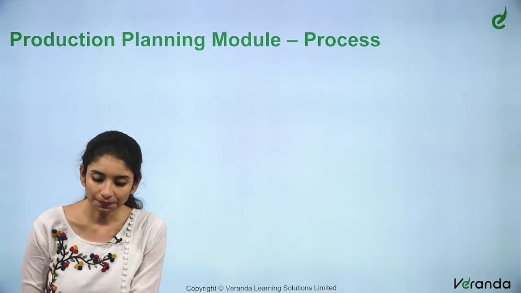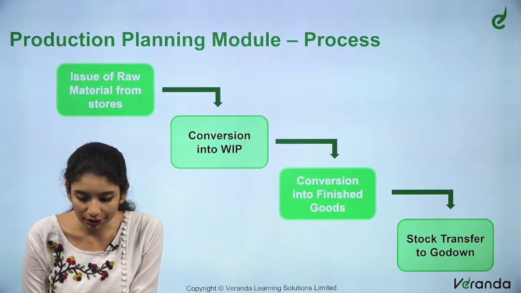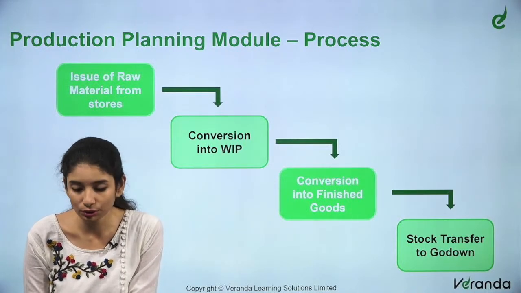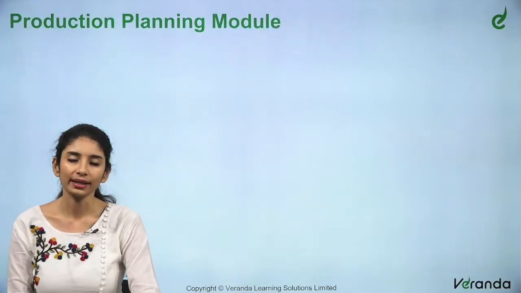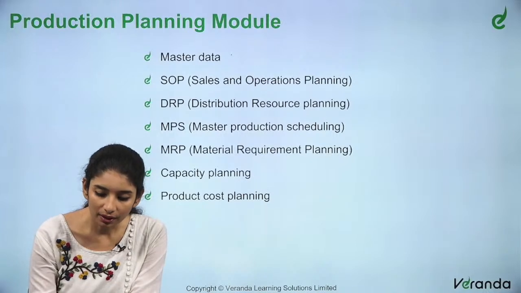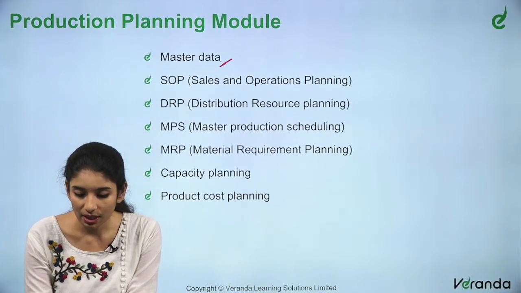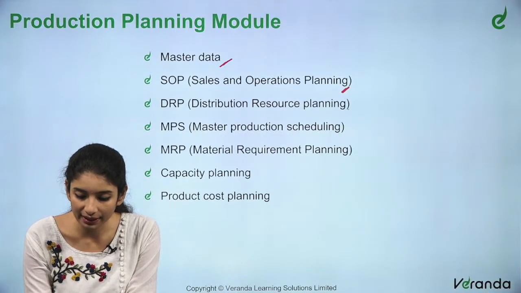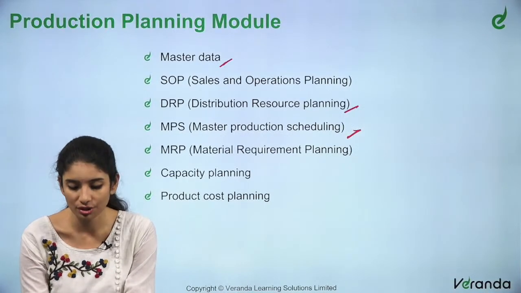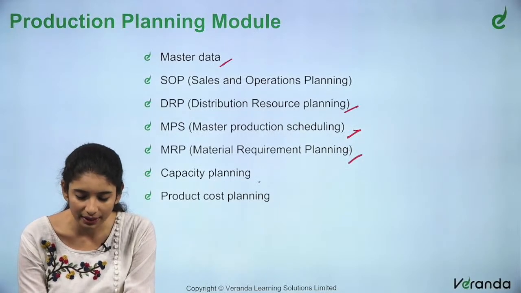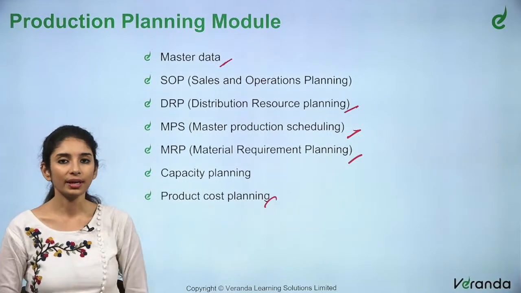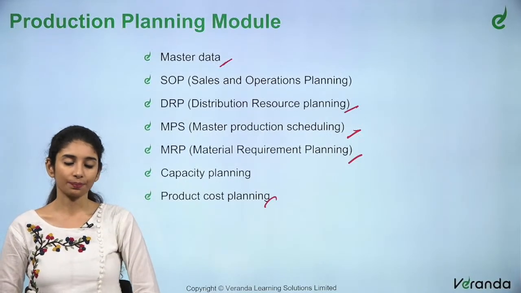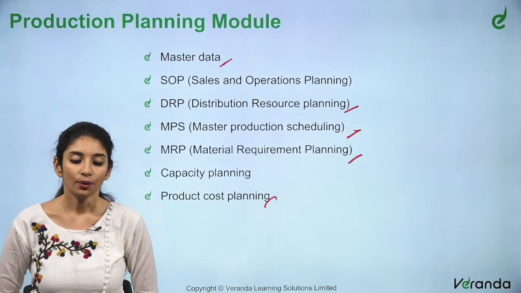Production planning module. In production, issue raw materials from the store, convert them into WIP and finished goods, and then transfer them to the godown. Just the process of production planning. Now, in this module, we have to create many master data, because it talks about inventory items. We have sales and operation planning, distribution resource planning, master production schedule, material requirement planning, capacity planning and product cost planning. How much capacity you can take, and what is the cost that you want to allocate to each of the products, right?